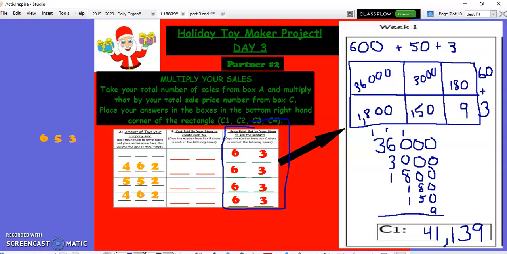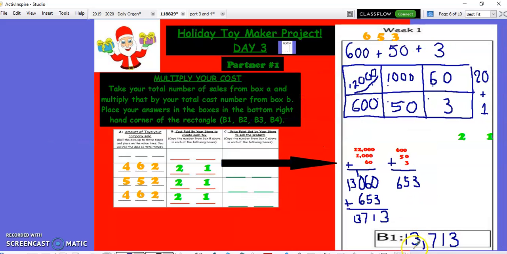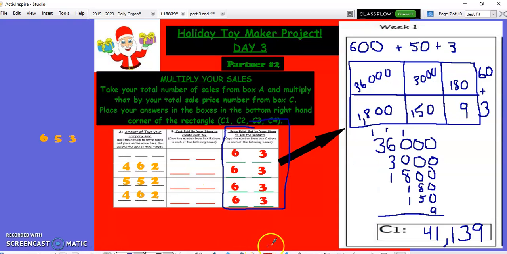Which means in the first week, the total amount I made in sales was $41,139. Pretty good compared to the fact that I sold it for $13,713. In the next couple of videos, what you're going to do is actually see how you determine what the actual profit was.